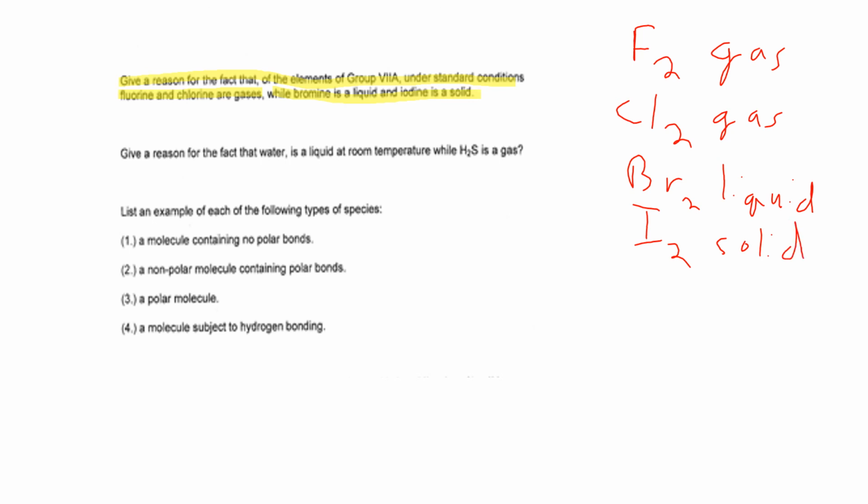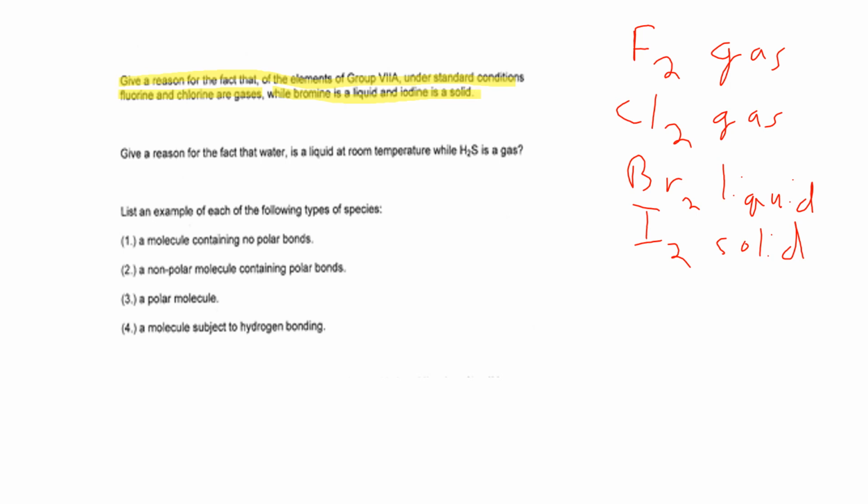So what can we say about this? Well, we know that solids have stronger intermolecular forces. So we know that I2 has the strongest intermolecular forces, and F2 and Cl2 have the weakest intermolecular forces. But what is the true driving feature that makes I2 have the strongest intermolecular forces, making it a solid, whereas Br2 is a liquid and the other two are gases? We want to analyze what kind of intermolecular forces we have going on here. So go down the list.